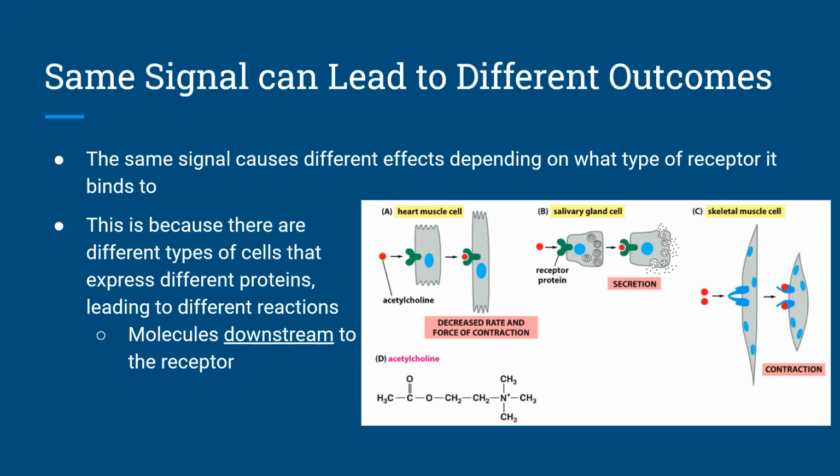And the term Lora used specifically is downstream, meaning molecules and proteins downstream to the receptor. So even though the receptor is the same because it's binding the signal, the rest of the cell isn't. If you see it on an exam or in your problem set, writing downstream to the receptor is probably a good thing to write because it's a keyword that Lora is probably looking for.